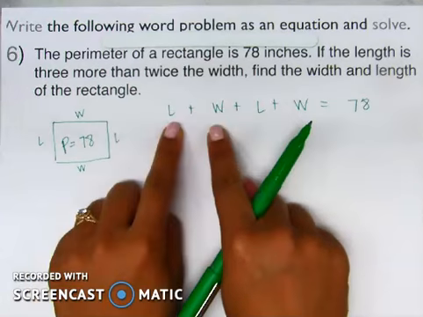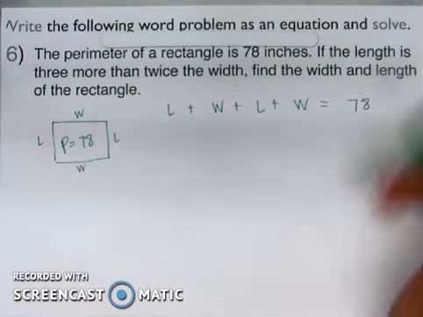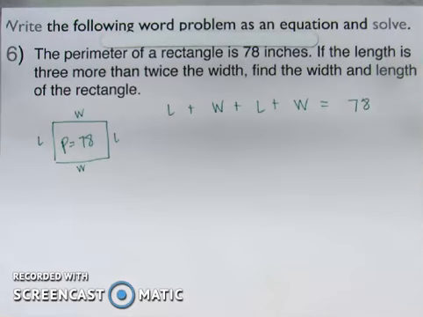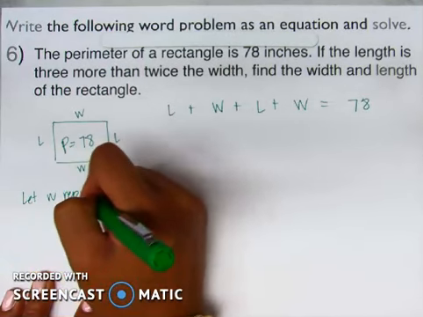Since we have 2 variables, we want to assign the variable to the thing that we know the least about. That's going to be my tip to you. In this case, since it says the length is 3 more than twice the width, they're giving us information about the length, so I'm going to say I know the least about the width. So let W represent the width.